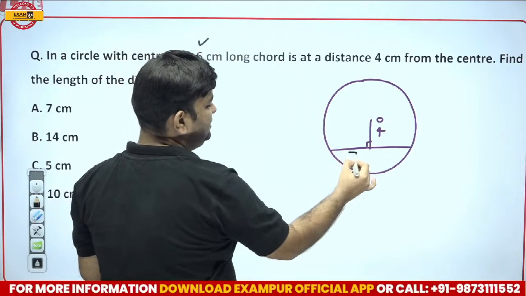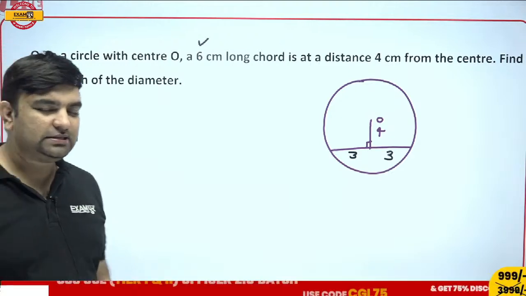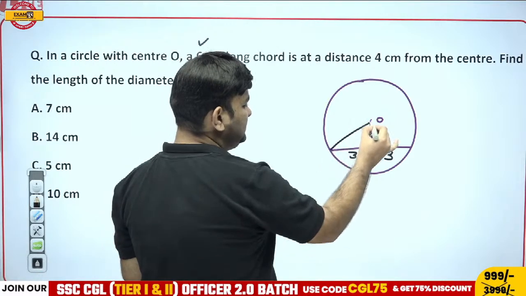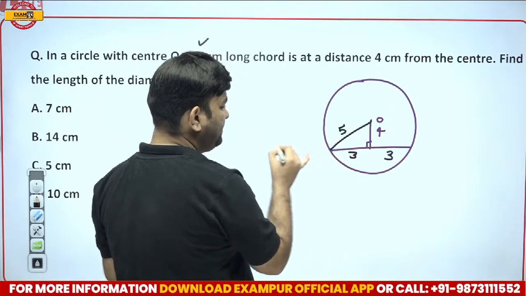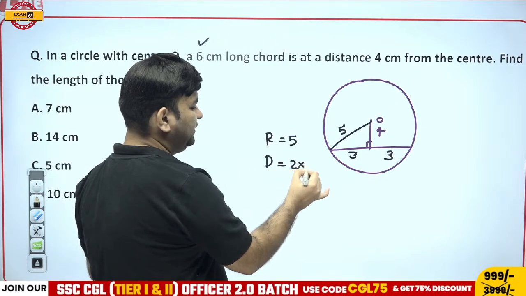So divide 6 into 2 equal parts, 3 and 3. So 3, 4 and 5: the radius is 5, so the diameter is double of it, 10.